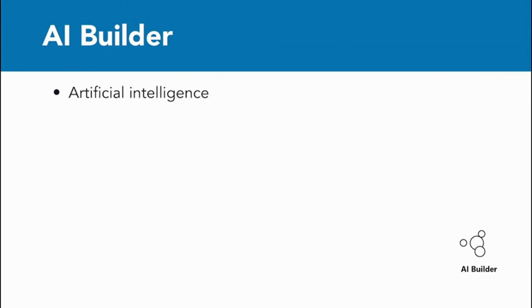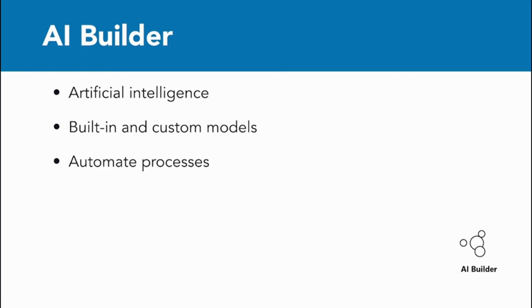The AI Builder allows us to put artificial intelligence into our apps and our workflows. There are both built-in and custom models available with the AI Builder, and you use them to automate processes, for example, to scan a PDF and pull out particular fields, or to predict outcomes given a set of data.